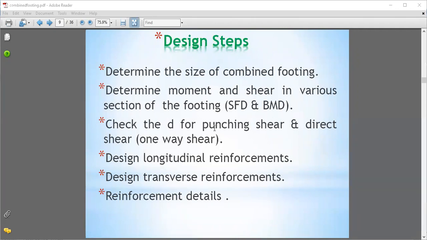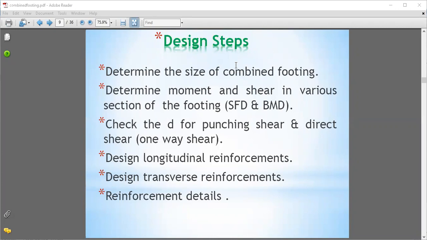Basically, combined footing has two types. One is the rectangular footing and the second one is the trapezoidal footing. The rectangular footing is used when the loads on the columns are the same. If there is a variation in the load of the columns, then we have to move towards the trapezoidal type of footing. Generally, combined footing is used when the bearing capacity is low.